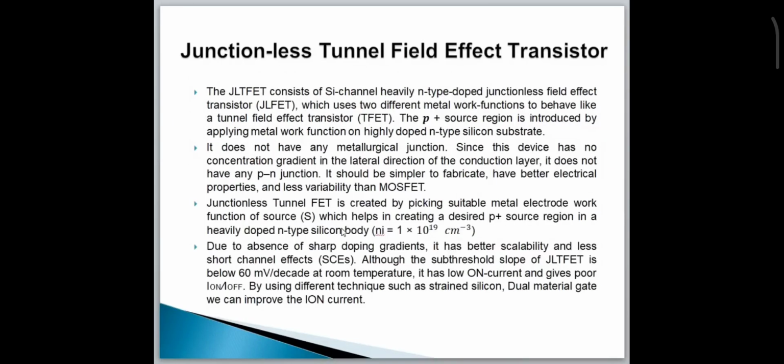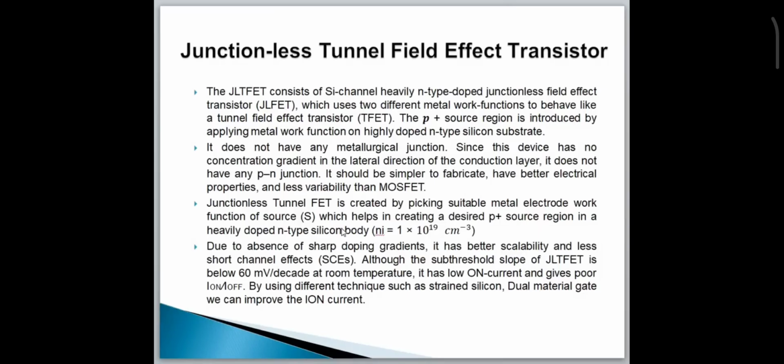Next, we will talk about the junctionless tunnel field effect transistor. We know that the tunnel field effect transistor is different from the FET. In case of FET, the drain and the source have the same doping, but in case of TFET, the source has different doping as compared to the drain terminal. Let's start. The junctionless tunnel field effect transistor consists of a silicon channel, a heavily n-type doped junctionless field effect transistor, which uses two different metal work functions to behave like a tunnel field effect transistor.